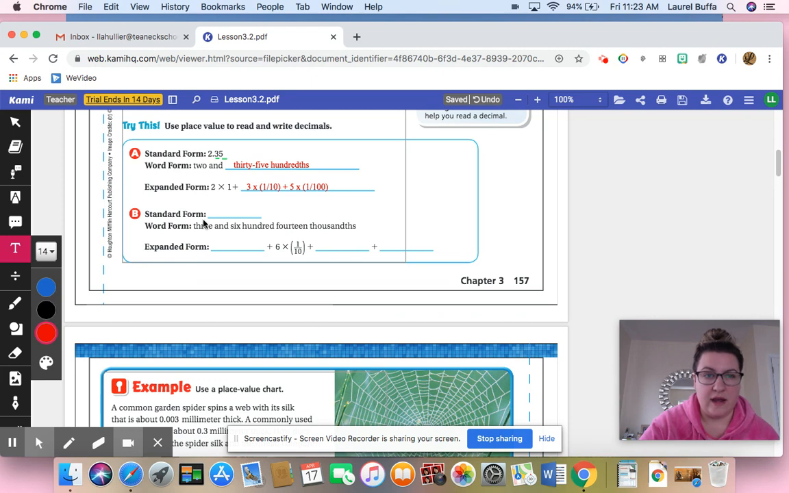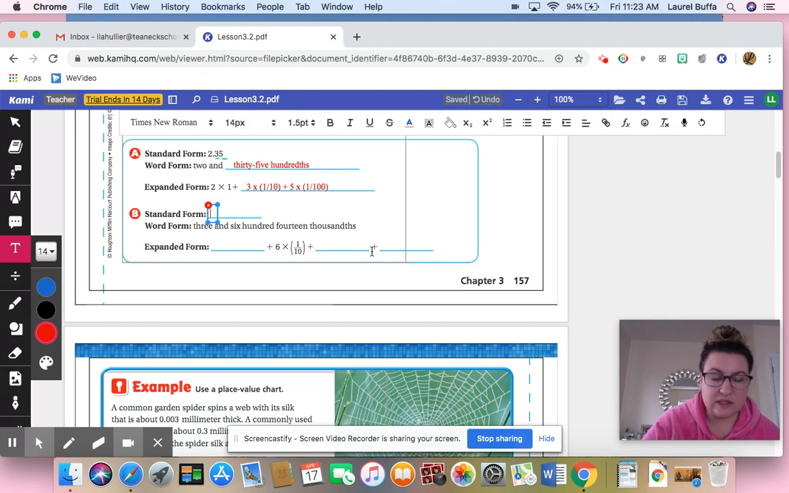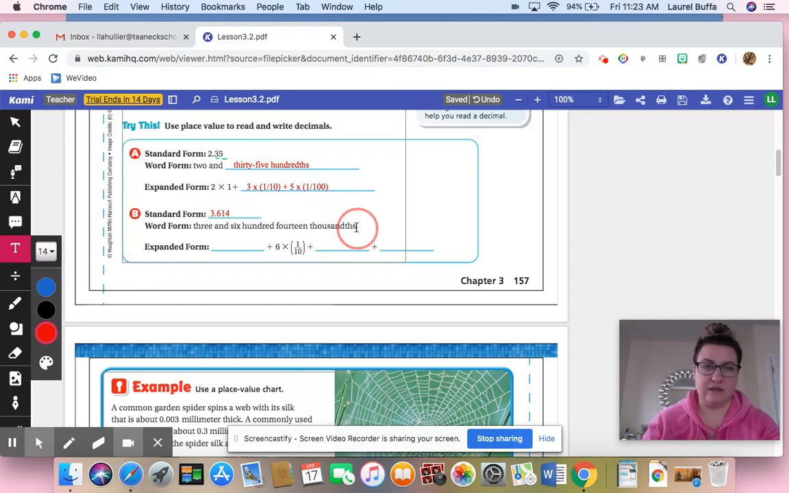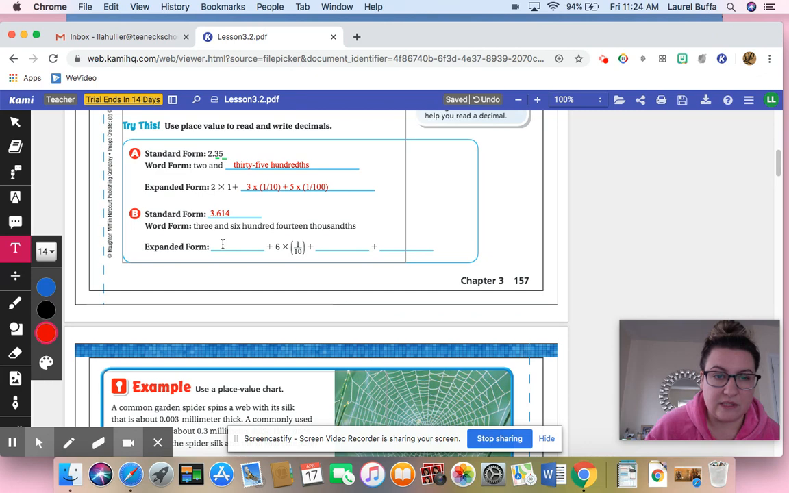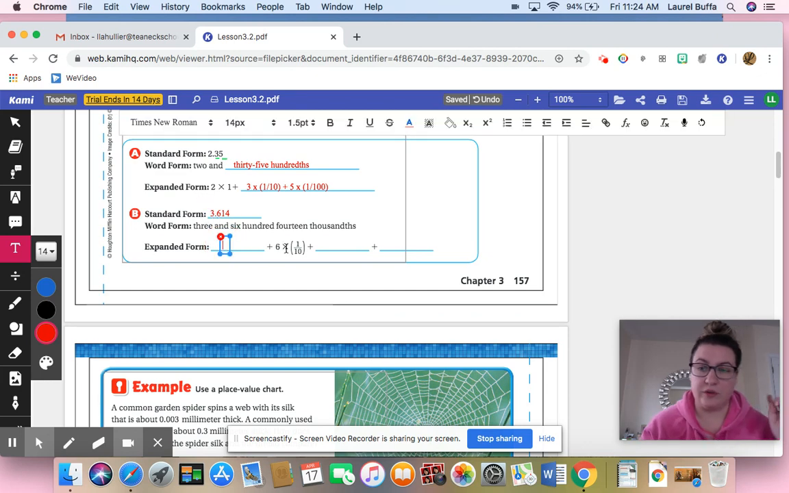Okay. Now for B, they gave us the word form. We have to write the standard form, or the numbers. So if they give us a whole number, we know that goes first, and then our decimal place. And keep reading, 614 thousandths. And then we know we're correct because there are 3 digits to the right of the decimal point, and that represents thousandths.